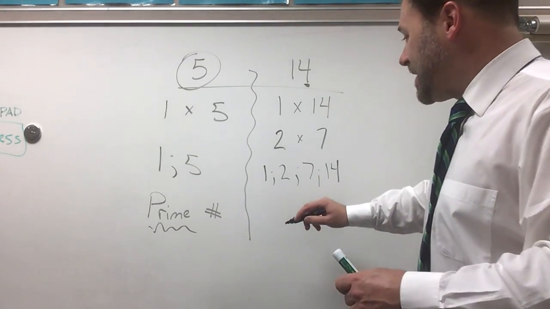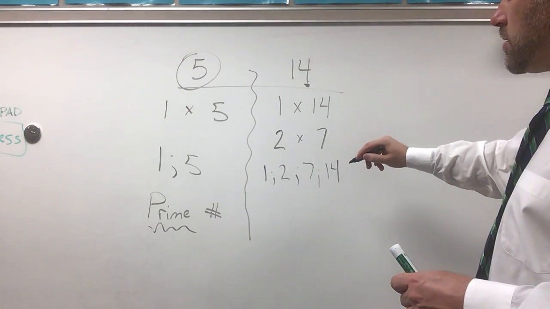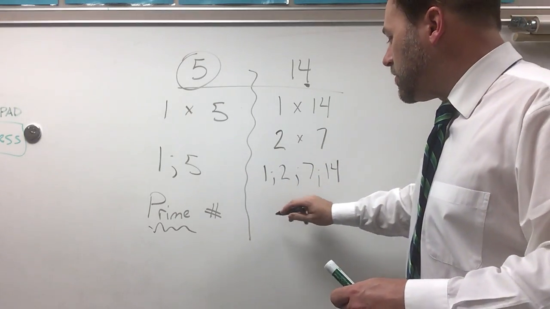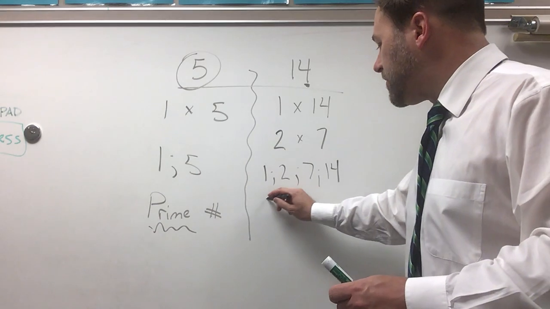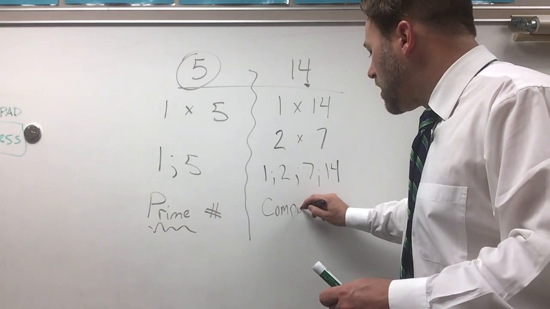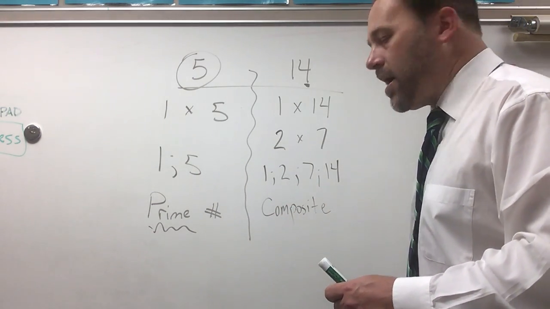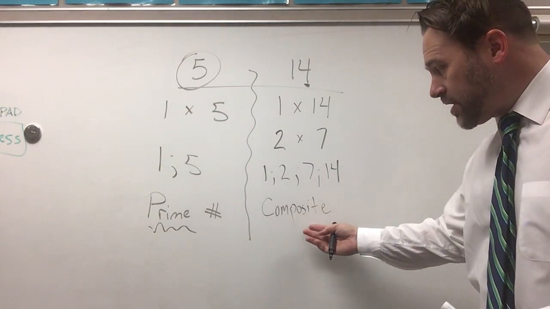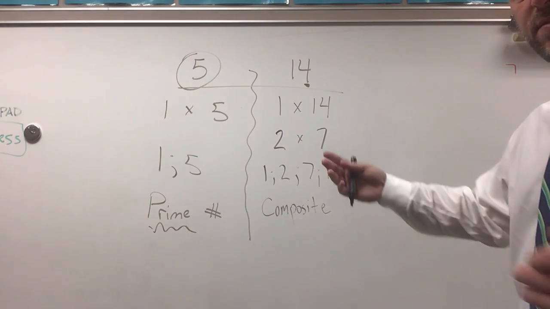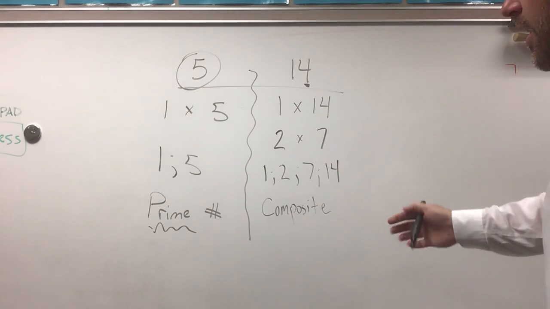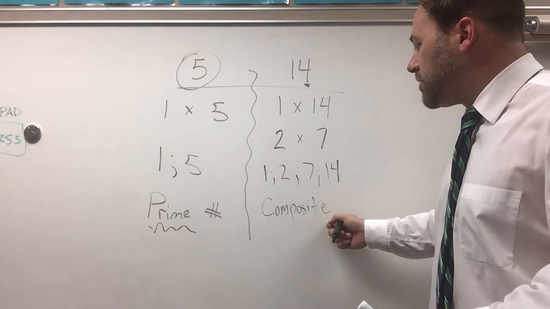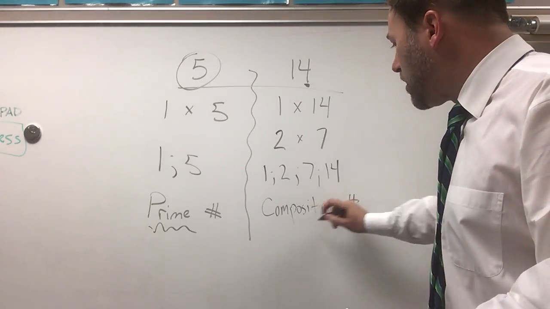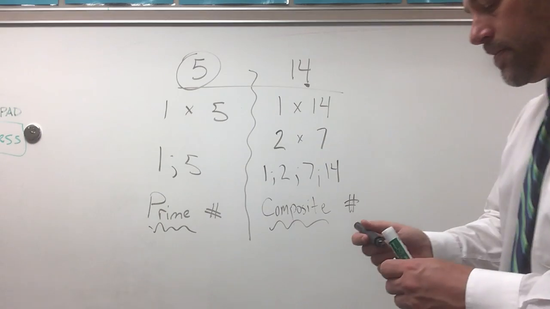All right, so is this a prime number? Well, it has definitely more than 2 factors, right? So this is not a prime number. We're going to call this a composite, okay? Now, to be a composite number, you can have 3 factors, you could have 4 factors, 5, you could have 10, you could have 100 factors. As long as you have more than 2 factors, it's going to be considered composite, okay? So we've got a composite number and we've got a prime number.